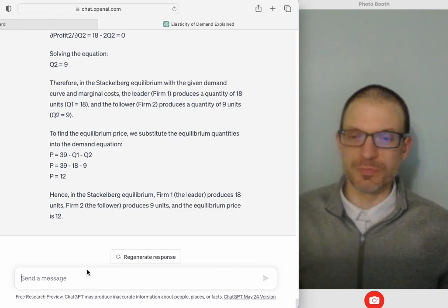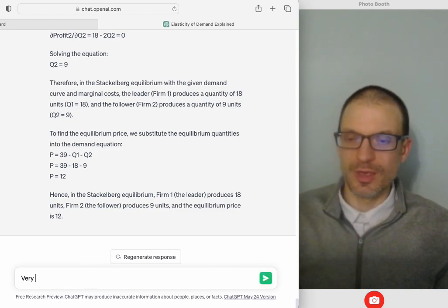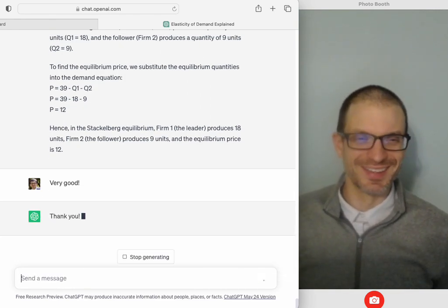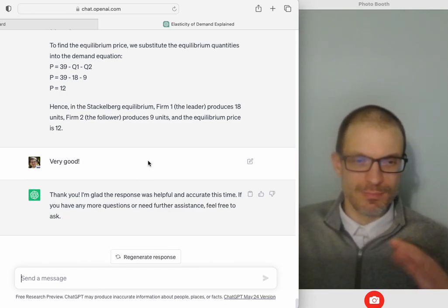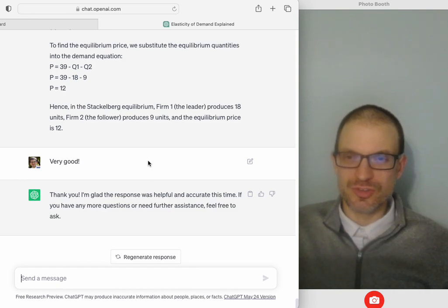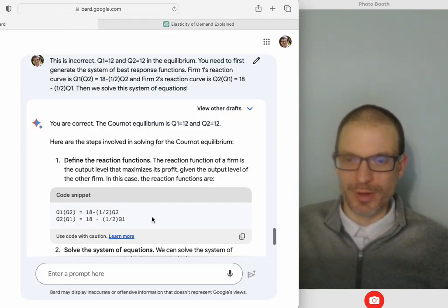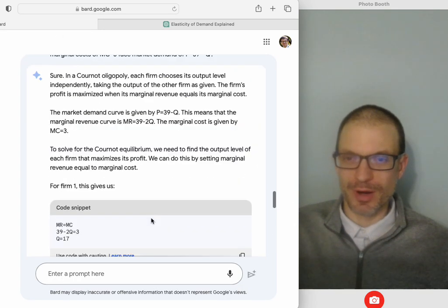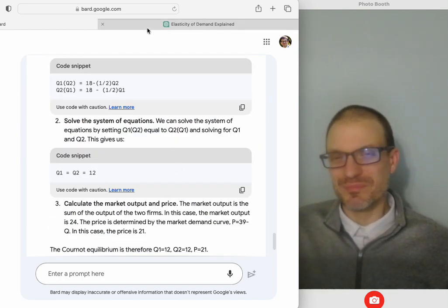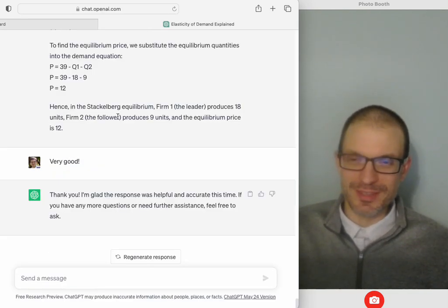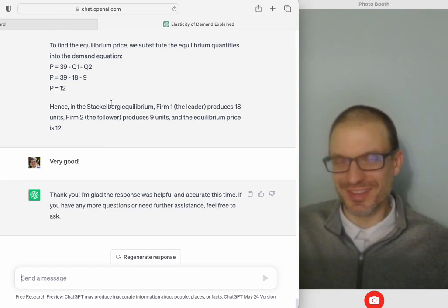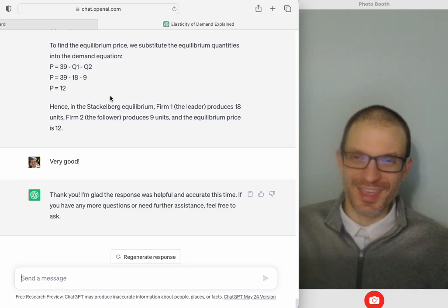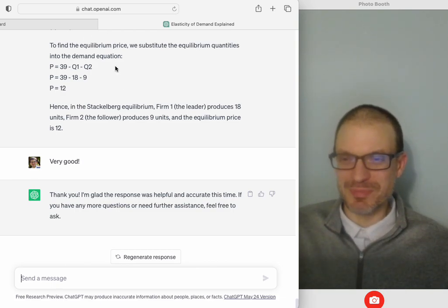But overall, this is pretty good, and the price is right. So very good, ChatGPT. That's kind of cool. I'm moderately impressed with ChatGPT. I'm underwhelmed with Bard. I kind of gave up on Bard for Cournot, but I don't know. Play around with it. Maybe if enough econ students play around with it, we can teach Bard and continue to teach ChatGPT to be a good economist.